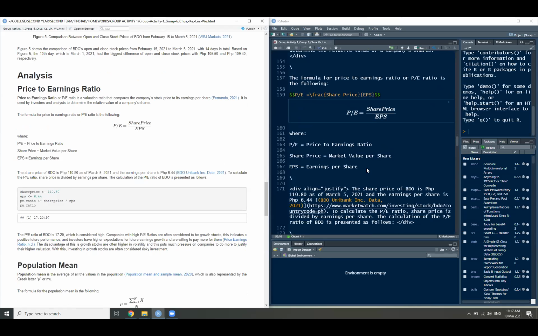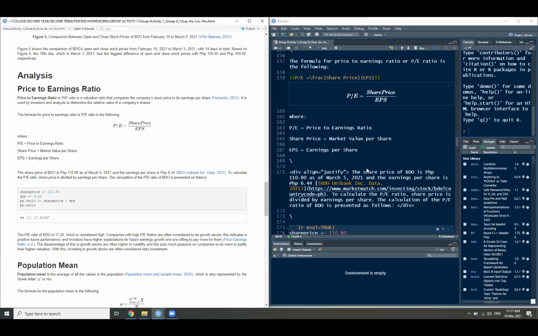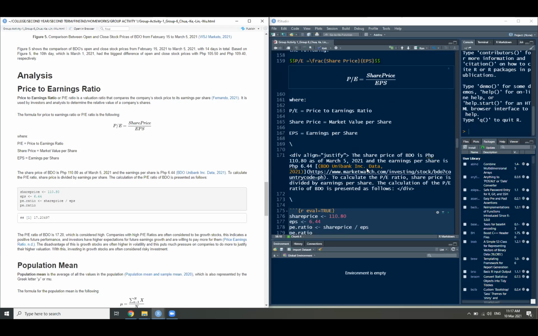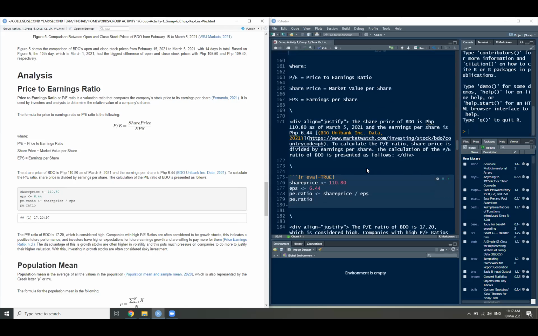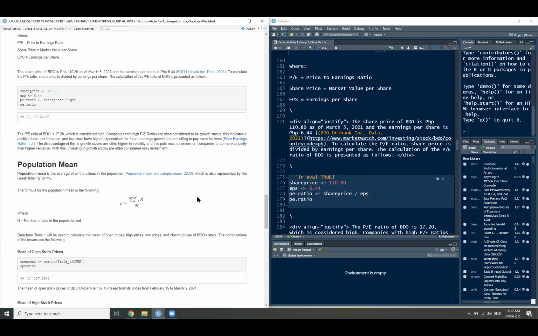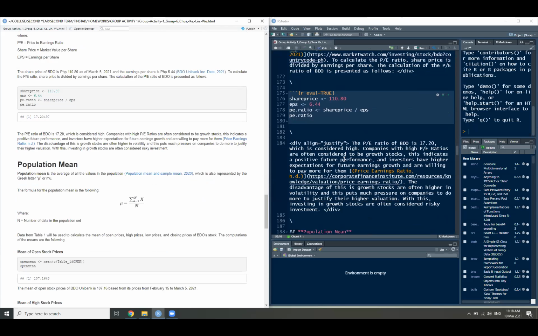So based on BDO stock data as of March 5, 2021, its share price is 110.80 and the earnings per share is 6.44. So to calculate the PE ratio, we just divide the share price or market value per share by the earnings per share. So BDO's PE ratio is 17.20497.